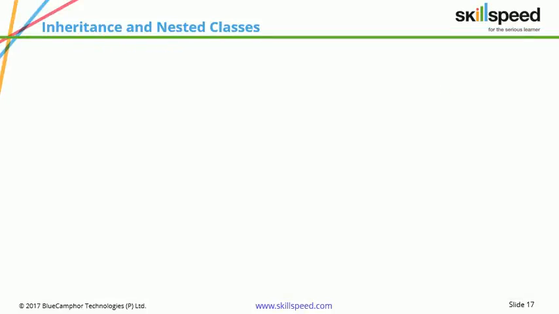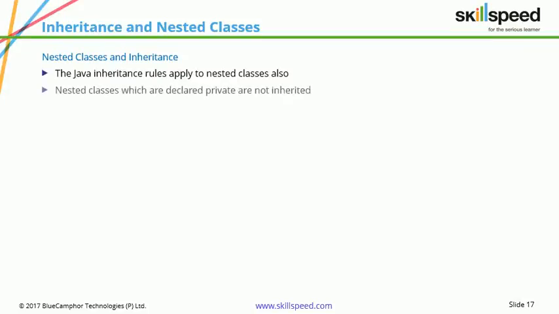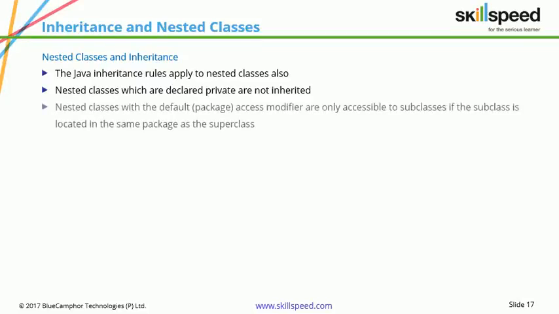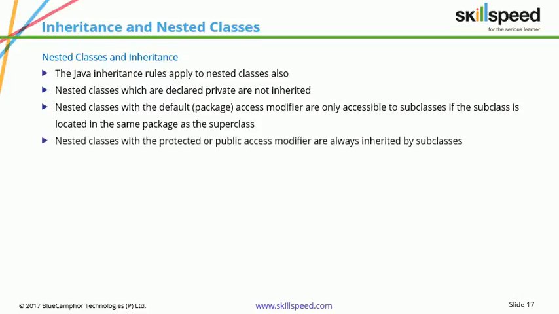The next concept that we are going to look at is inheritance and nested classes. How are nested classes going to behave when you try to inherit them into another class? The Java inheritance rules apply to the nested classes also. Nested classes which are declared private are not inherited. Nested classes with the default or the package access modifier are only accessible to the subclasses if the subclass is also located in the same package. Nested classes with the protected or public access modifier are always inherited by the subclasses.